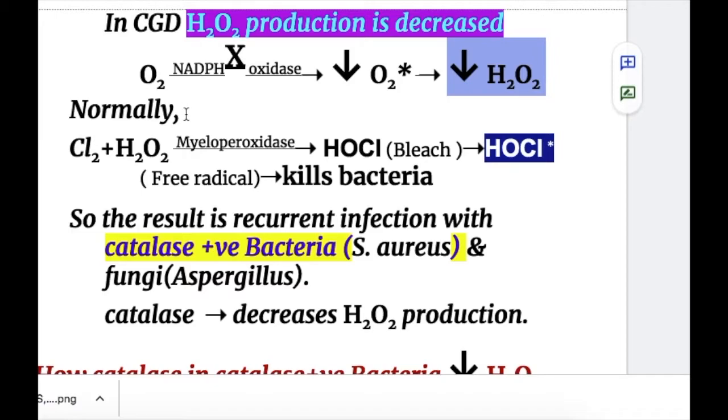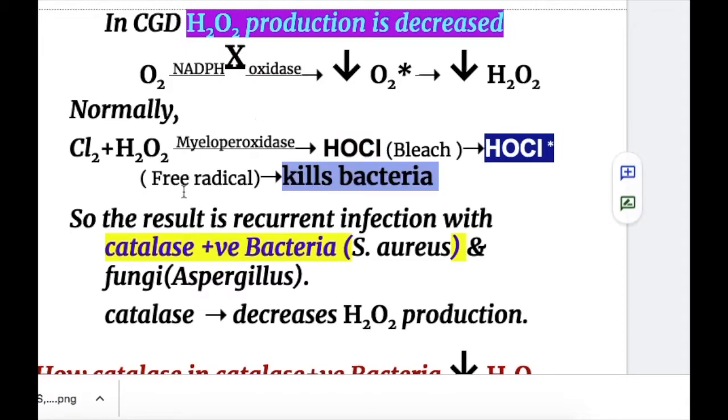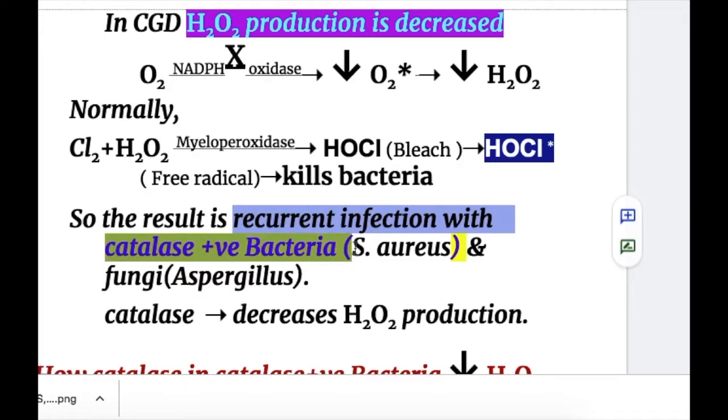So what happens normally is that hydrogen peroxide and chloride combine in the presence of myeloperoxidase enzyme to form HOCl, hypochlorous acid, which is a bleach, and then it is converted to the free radical of the HOCl, and this HOCl kills the bacteria. So the deficiency of the NADPH oxidase results in recurrent infection with catalase-positive bacteria like Staph aureus and fungi like Aspergillus. So why does catalase-positive bacteria Staph aureus cause a recurrent infection?